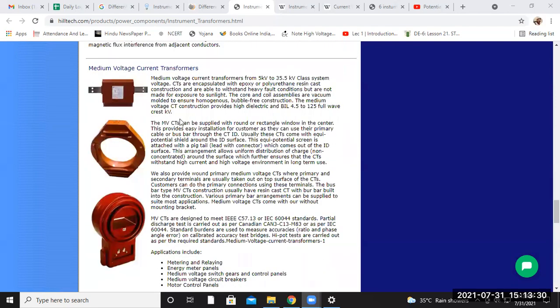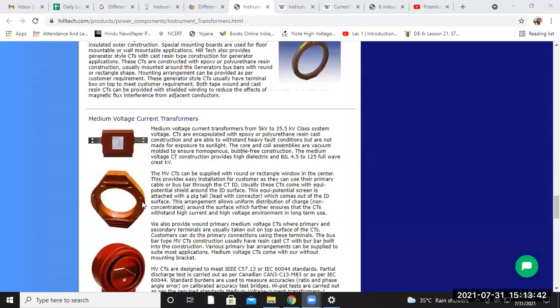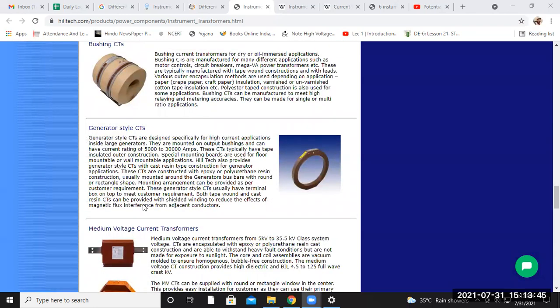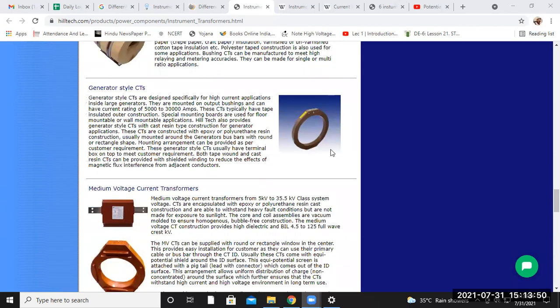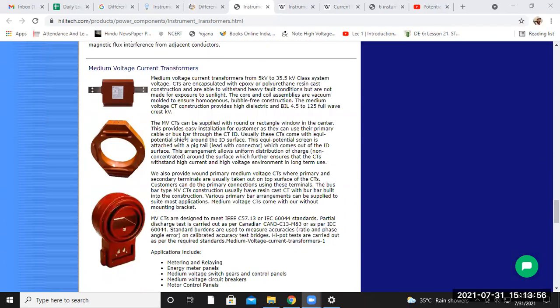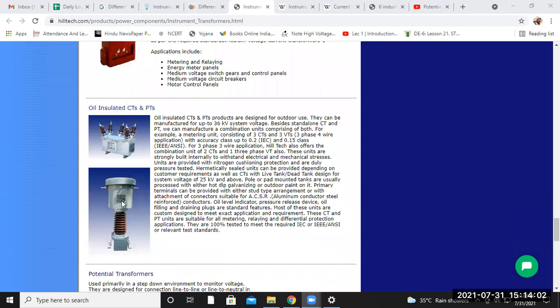As you can see, this is the medium voltage current transformer. By seeing the diagram or physically, you can verify that this one is for higher voltage, or medium voltage, current transformer. The generator styled current transformer looks like this, just like a horseshoe. Medium type current transformer looks like this one. Then oil insulated current transformer, power transformer, as you have seen in a power system book, or you can see in a switchyard, this type of transformer is named as your current transformer.